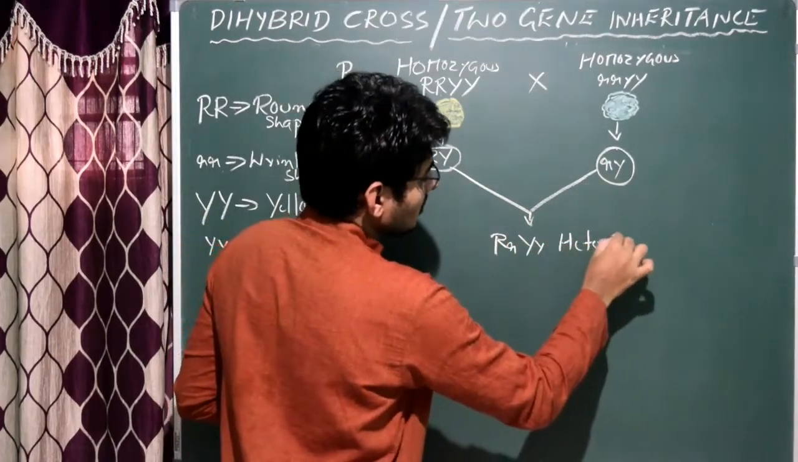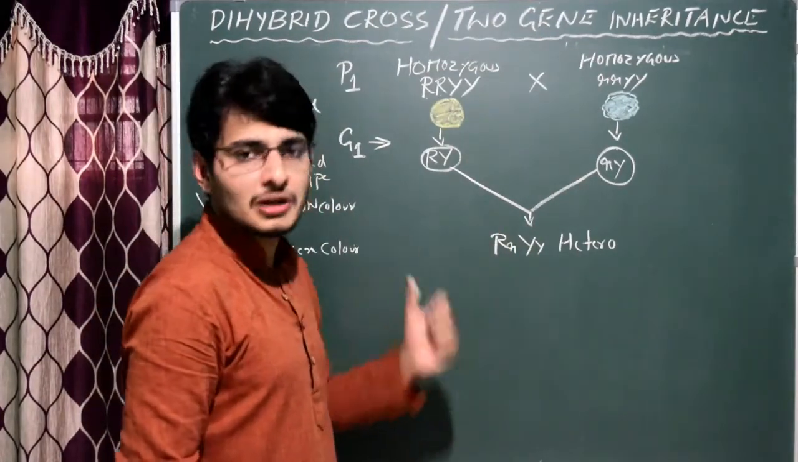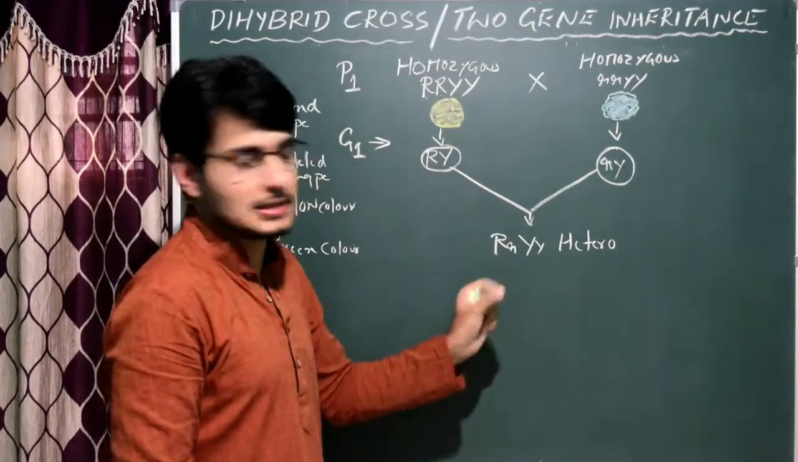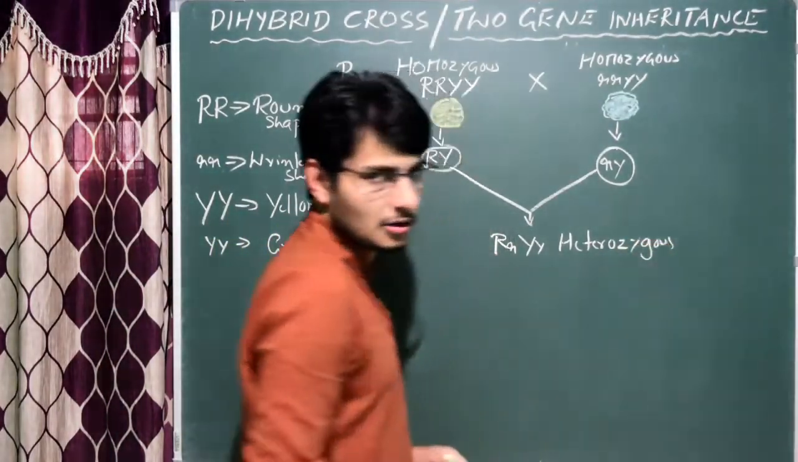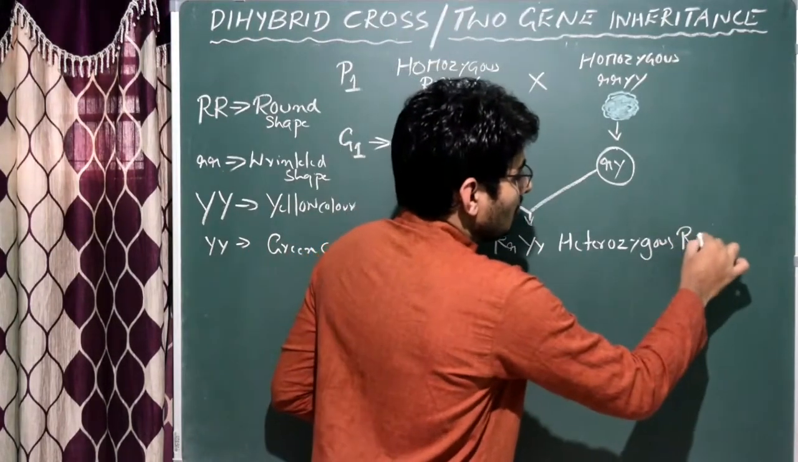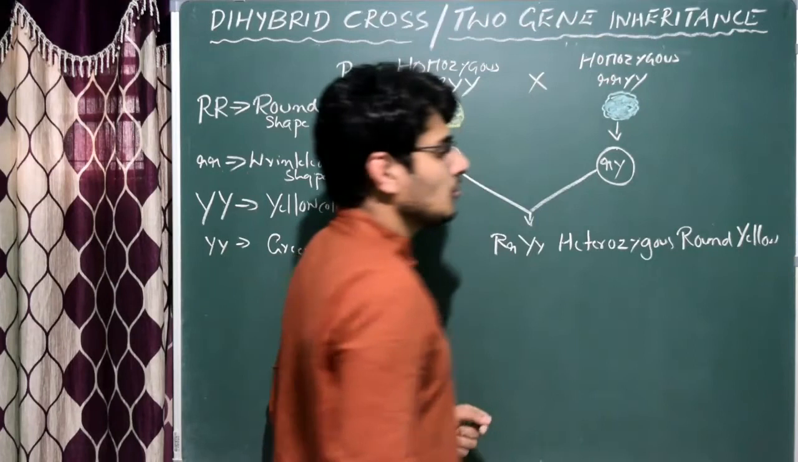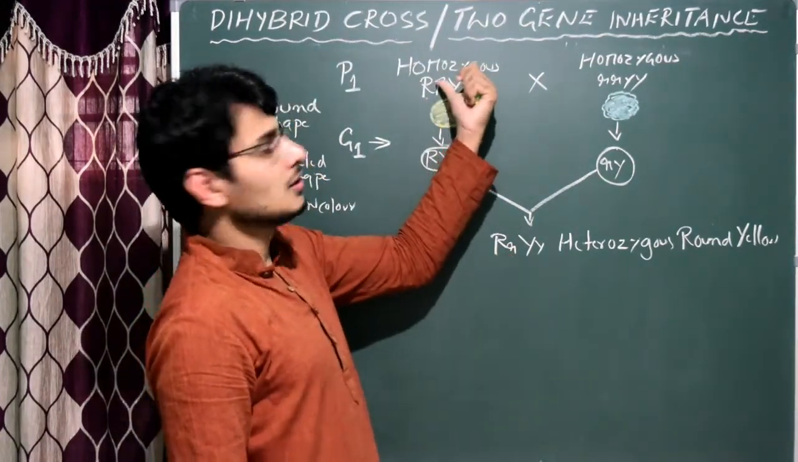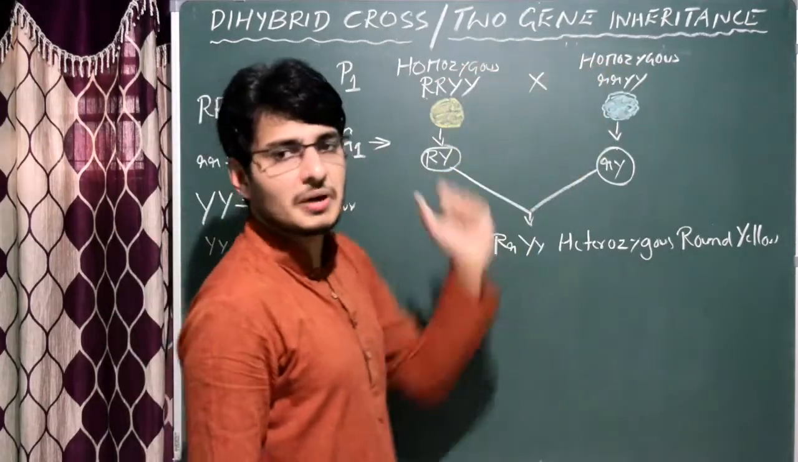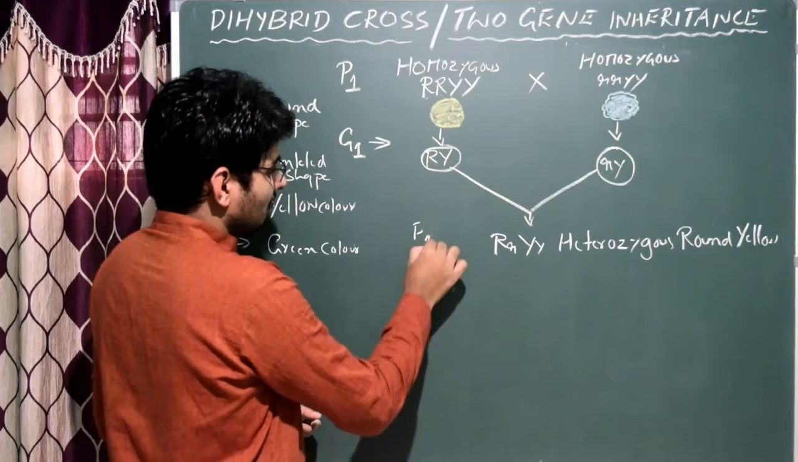Please mention this. I have observed many students don't write the F1 genotype. Please write it: it is heterozygous. If you don't write it, you are going to lose half a mark. The genotype is heterozygous, but the phenotype is round yellow. So the genotype is entirely different; it is not like this parent or that parent. Got it? Round yellow, we just write F1.